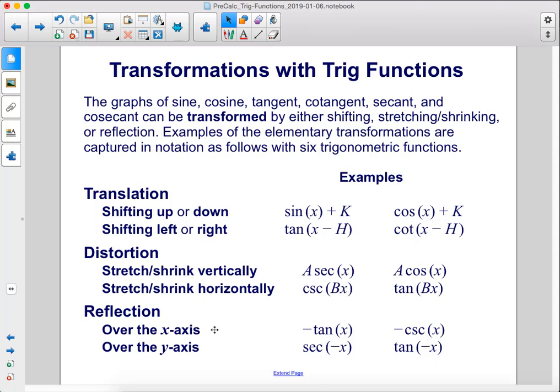Reflection over the x-axis will be negative tan x, or negative cosecant x, and over the y-axis would be secant of negative x, tangent of negative x. So having the negative sign out front will be a reflection over the x-axis. A negative sign in the parentheses will be a reflection over the y-axis.